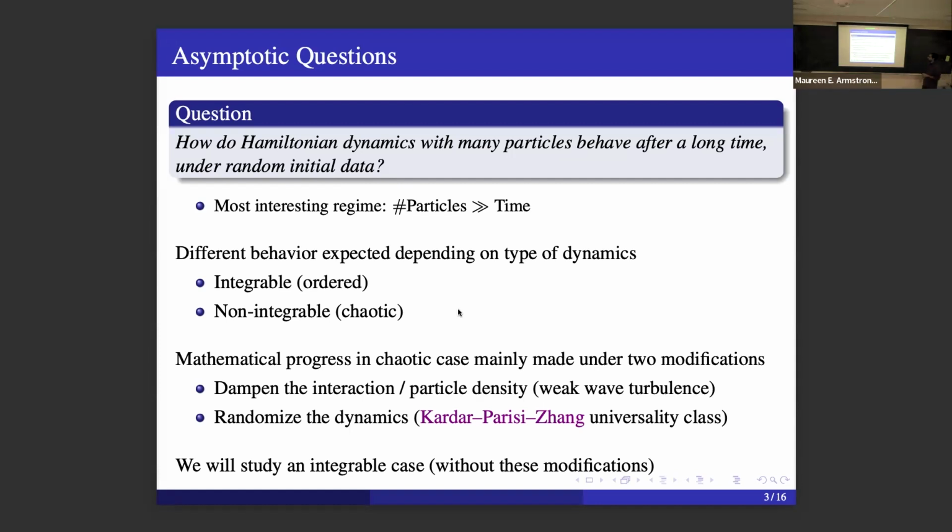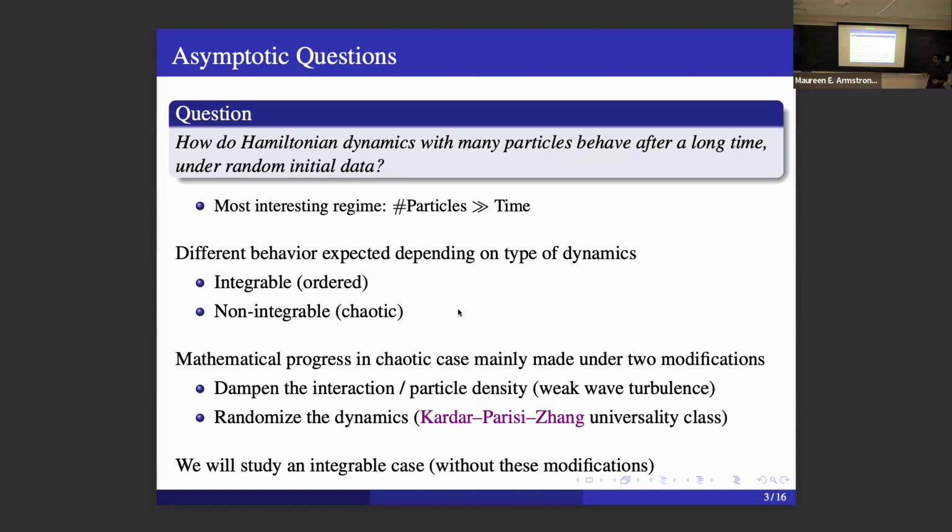Again, the relevant buzzword here is the Kardar-Parisi-Zhang, or KPZ, universality class that's believed to govern these systems. It's believed to govern the non-random system, but it's been proven in many cases to govern the randomized, stochastic system. So now both of these modifications are extremely rich directions of research.